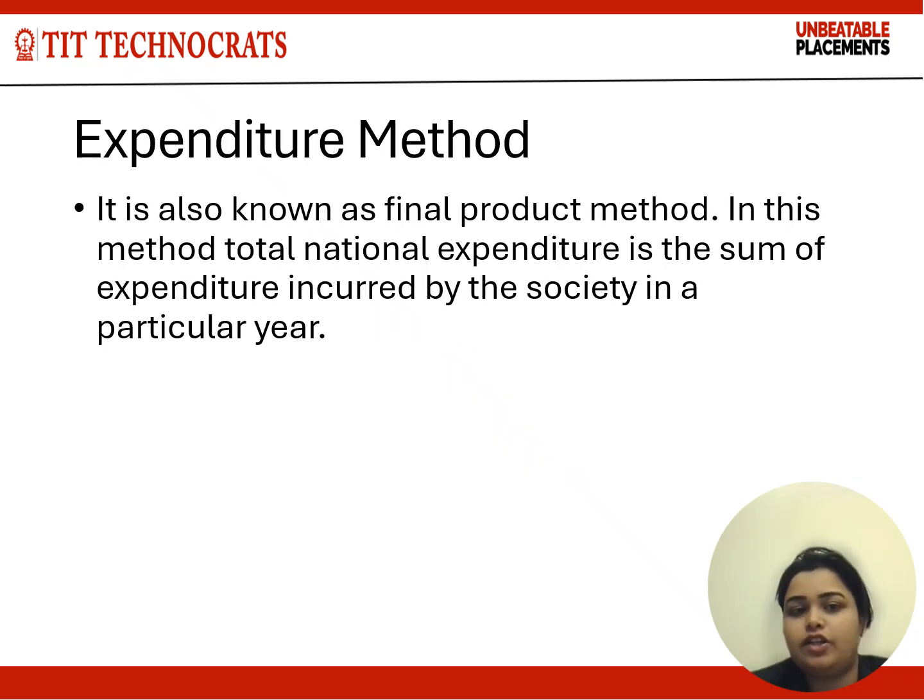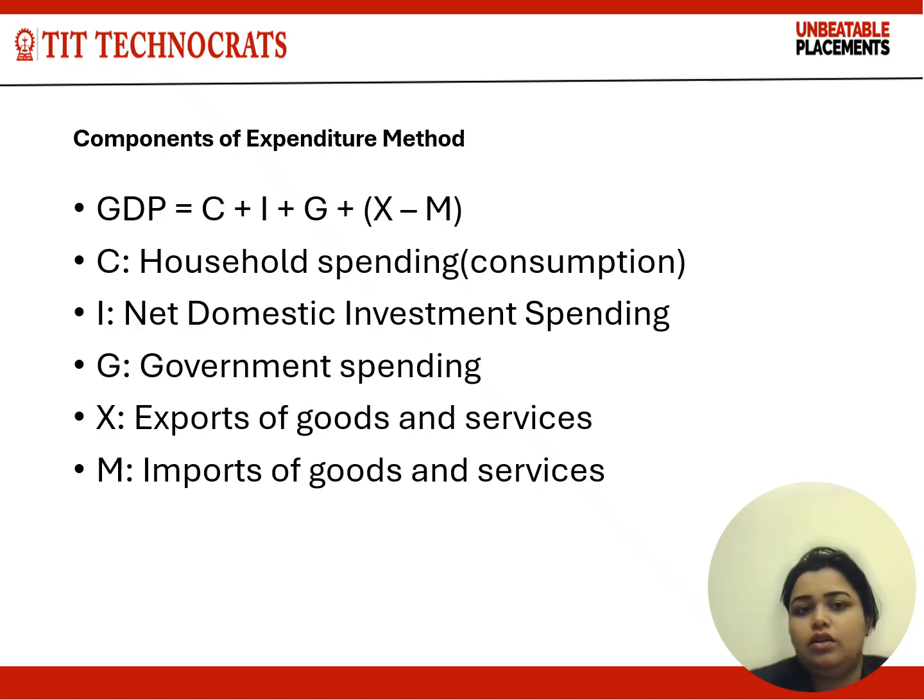Now comes the expenditure method. The expenditure method measures national income from the spending side of view. It totals all expenditure made on final goods and services during a year. The components of the expenditure method are: GDP equals C plus I plus G plus X minus M, where C stands for consumption by households, I investment by firms, G government spending, X exports, and M imports. This method shows how income is spent.